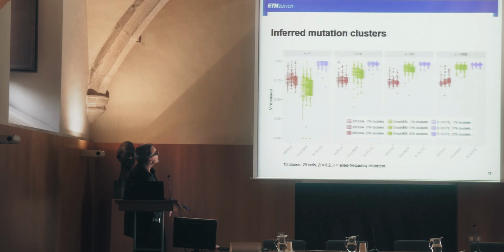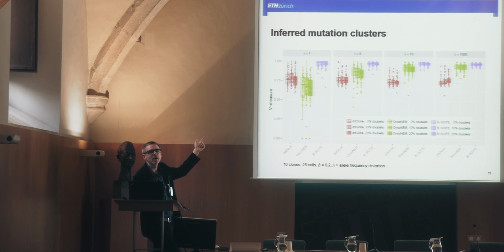And that method we assessed now in terms of two criteria. The first one is the quality of the mutation clusters. So how good is this at inferring the clonal structure of the sample, compared here to ddclone. That's one of these methods for bulk sequencing data. OncoNem and B-site is our method, and I will not explain everything here. But these different lambda values on the top, the different boxes, refer to different amounts of noise that we add here to the allele frequencies. And you see that the combined method outperforms these two.